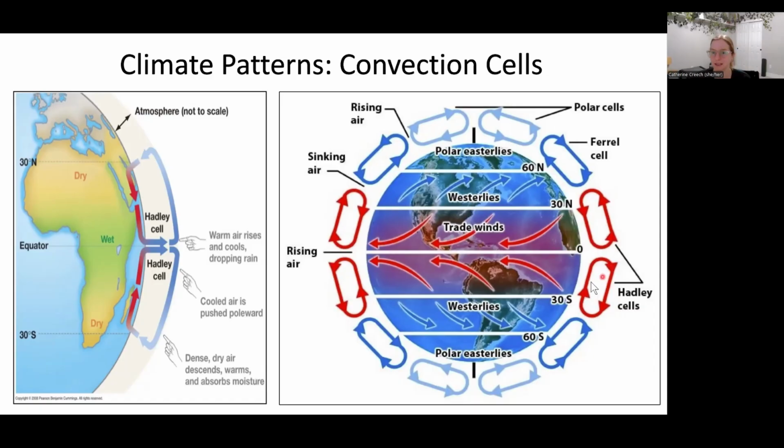Here are our Hadley cells. They go all the way across. So these are the same as these ones over here. These Hadley cells are abutted by the Ferrel cells. And then at the top, we have two polar cells. So two polar cells on each side.